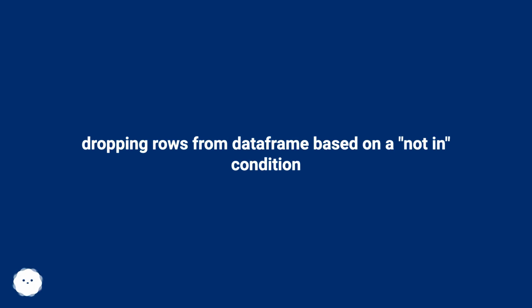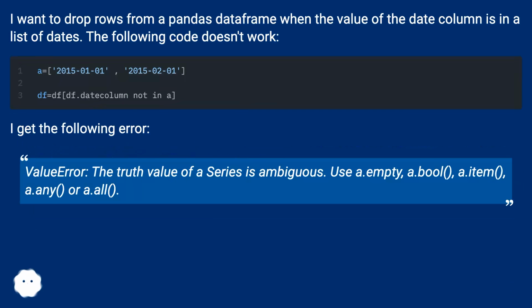Dropping rows from a DataFrame based on a not in condition. I want to drop rows from a pandas DataFrame when the value of the date column is in a list of dates. The following code doesn't work.